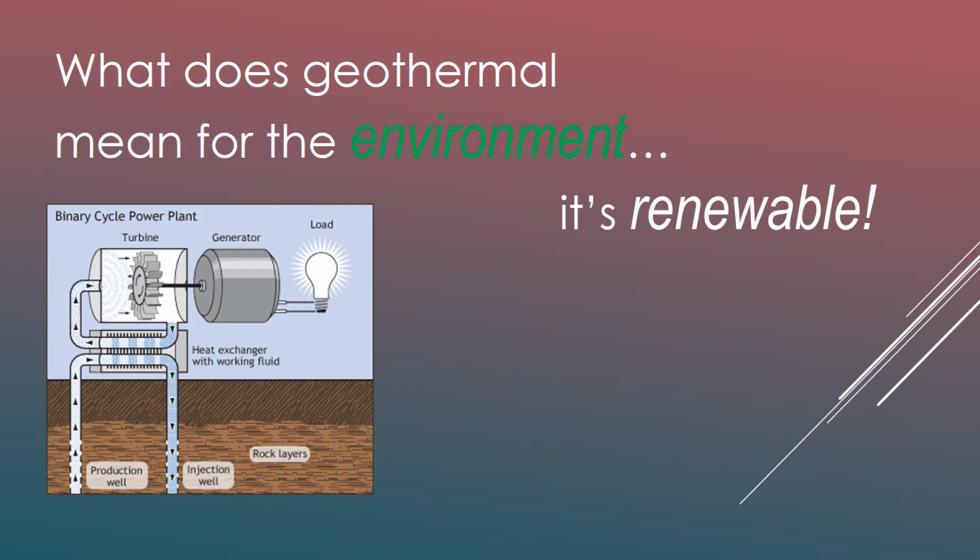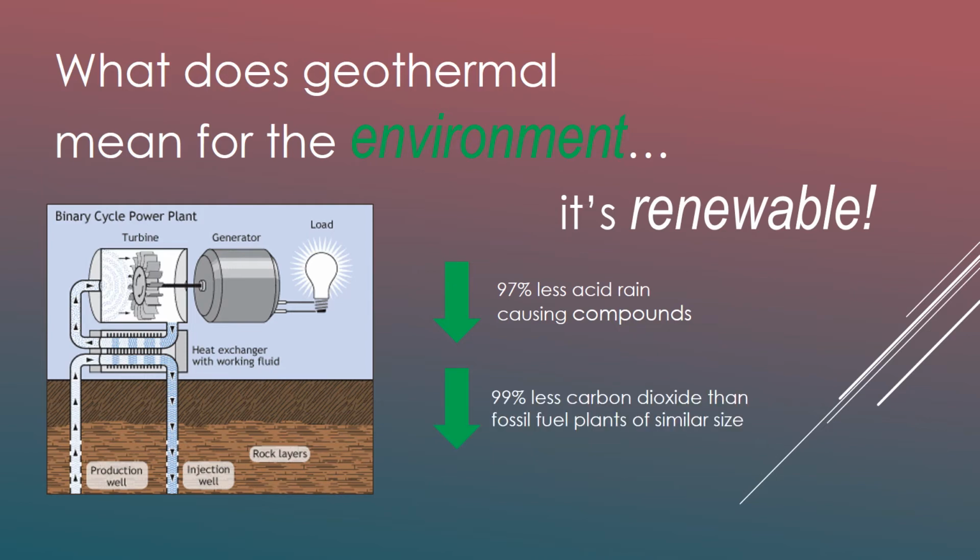In fact, geothermal power plants emit 97% less acid rain-causing sulfur compounds and about 99% less carbon dioxide than fossil fuel power plants of similar size. Also, geothermal energy production can be easily increased or decreased depending on demand, unlike other intermittent renewable resources.